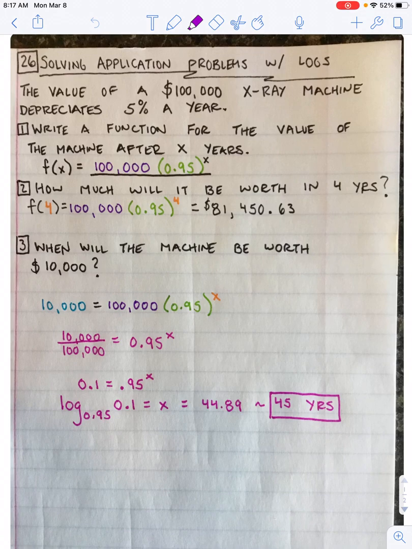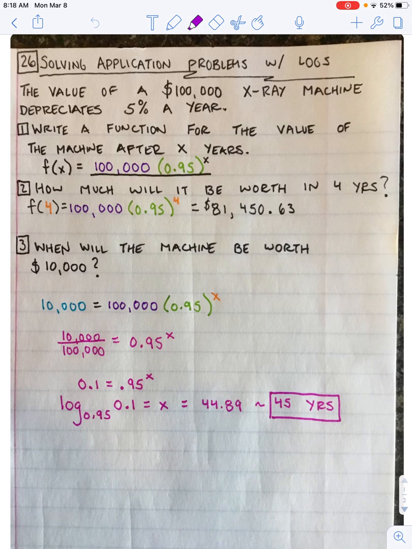So today we are doing the last notes for chapter 4 and actually the last notes for this semester as well. So, solving application problems with logs. We have the value of a $100,000 x-ray machine depreciates 5% a year. Write a function for the value of the machine after x years.